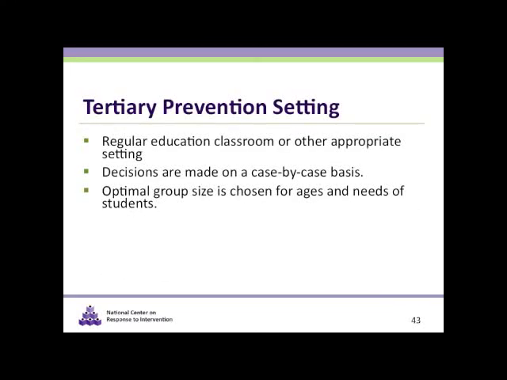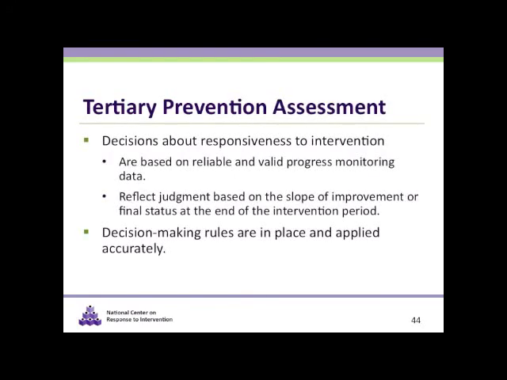The location of tertiary instruction is a regular education setting or other appropriate setting within the school. Decisions regarding student participation in both primary and tertiary level preventions are made on a case-by-case basis, and tertiary preventions address the general education curriculum in an appropriate manner for students. Group sizes are optimal for the ages and the needs of the students. Decisions about responsiveness to intervention are based on reliable and valid progress monitoring data that reflect the slope of improvement or the final status of the end of the intervention period. These decision-making rules are applied accurately.